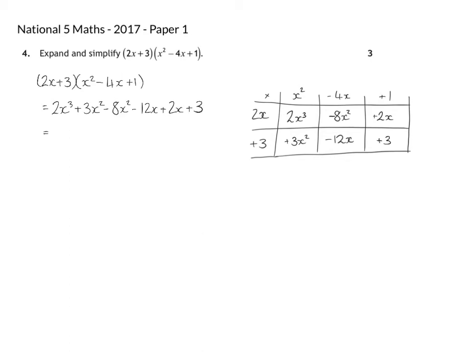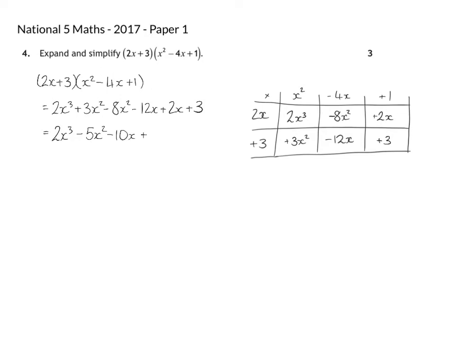So I can then simplify that together, so I end up with 2x cubed. I've got plus 3x squared and take away 8x squared, so that comes to negative 5x squared, or take away 5x squared. I'm taking 12x away and then adding 2x on, so I end up with take away 10x.